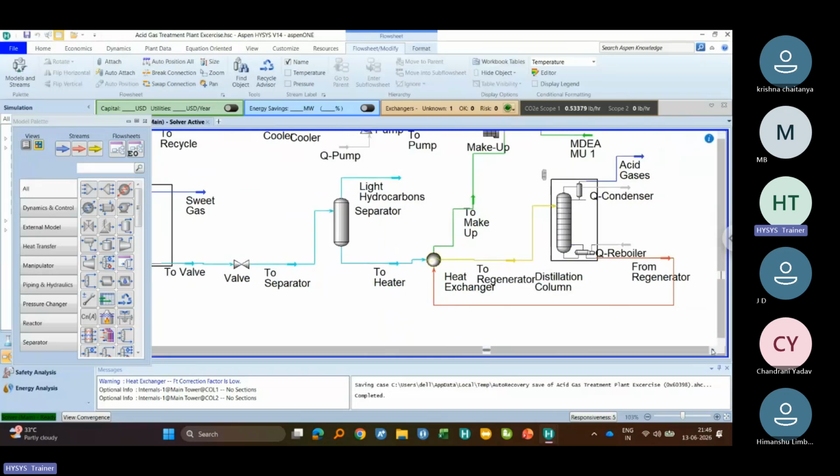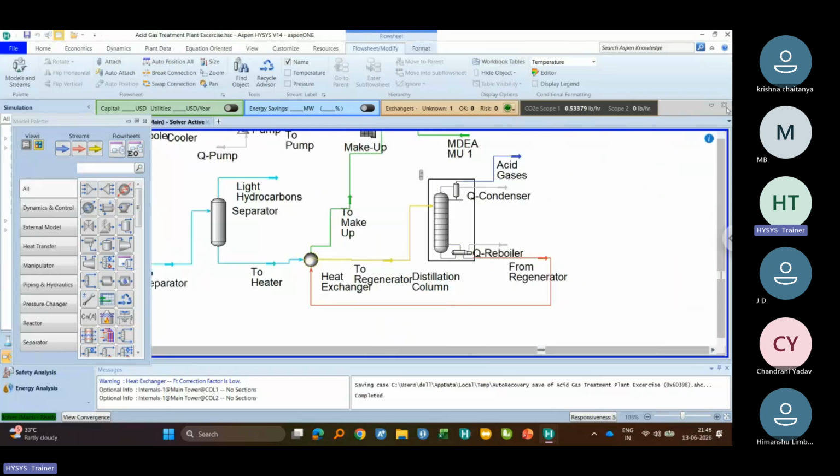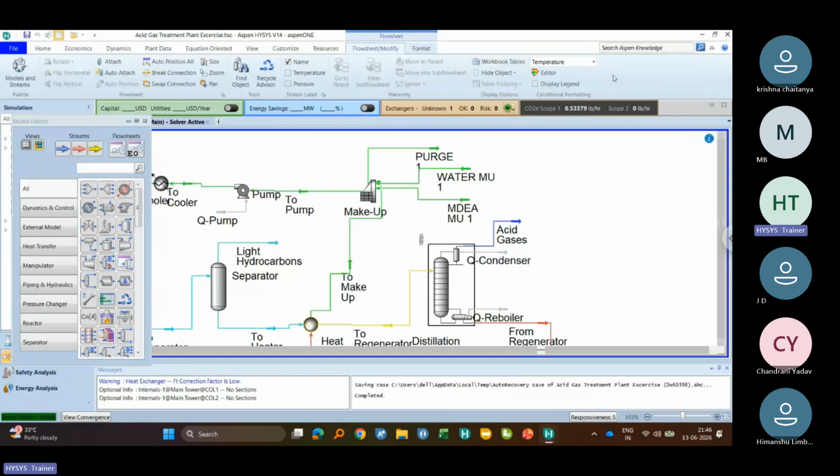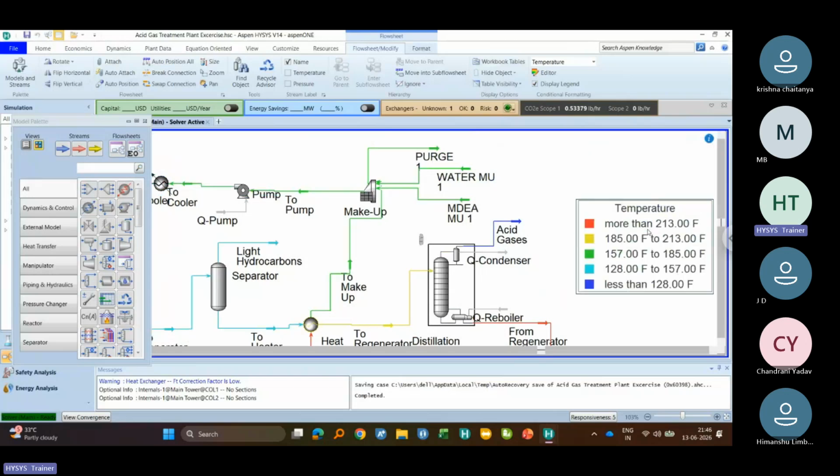Now I want this table to be displayed over here. For that, I just need to check the checkbox of display legend. You will see that my temperature table is displayed over here, which contains the temperature ranges and the default color shown for that particular line. Now you will see that this yellow color represents the temperature between 185 to 213.